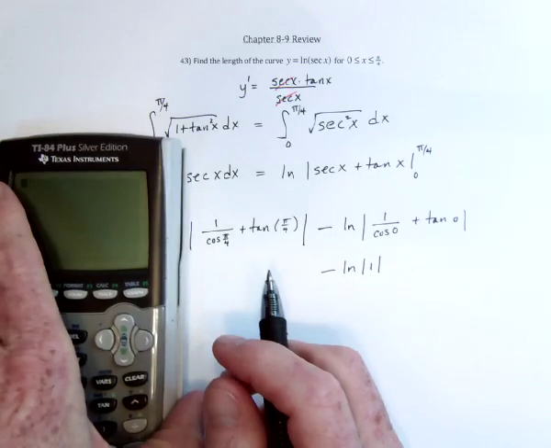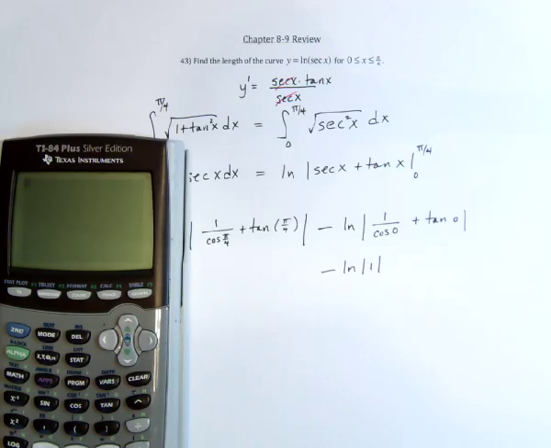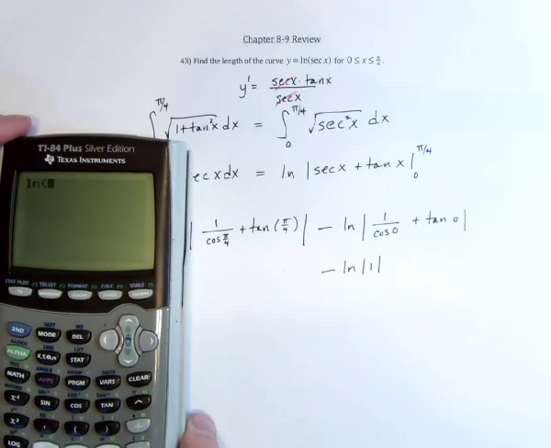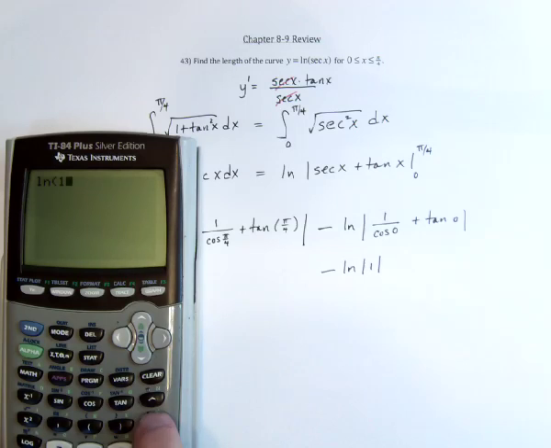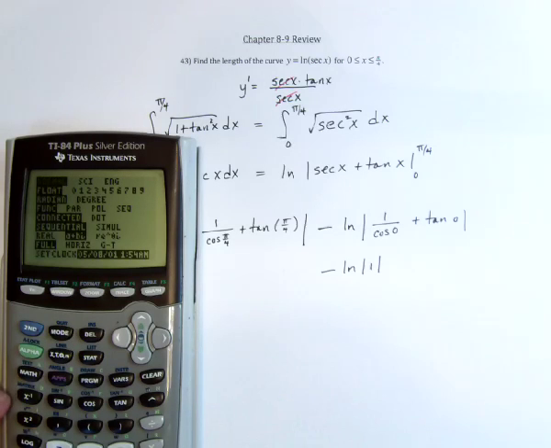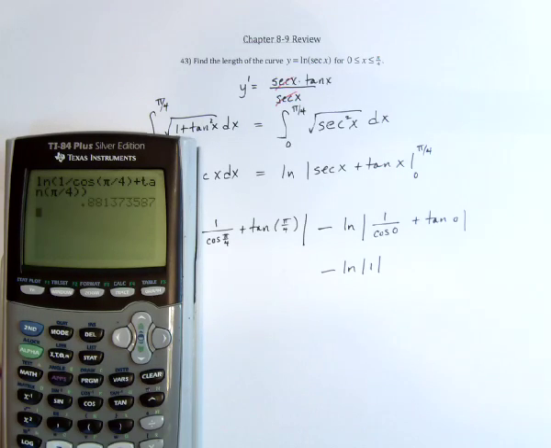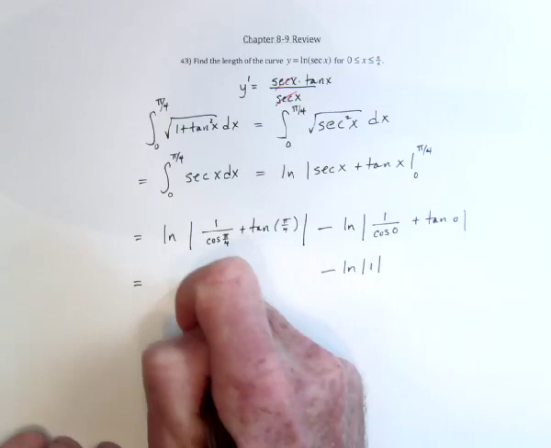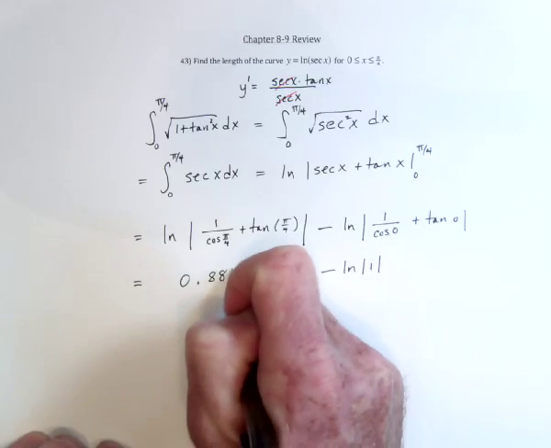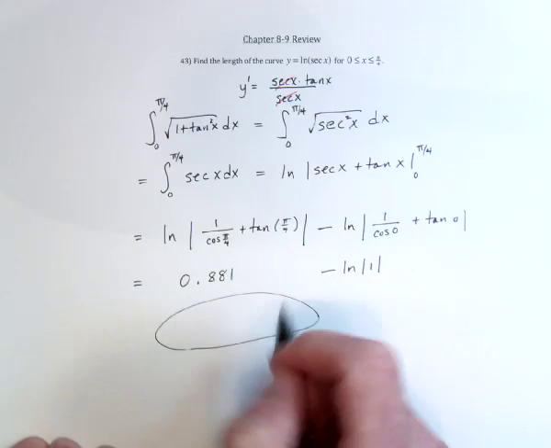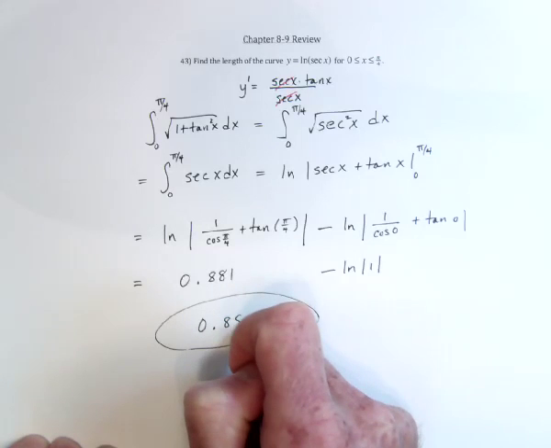So we need natural log of 1 divided by cosine pi over 4 plus the tangent of pi over 4. And I need to double check that it's in radians. Yes. So 0.881 is going to be the final answer, because this is 0, so the final answer is the arc length is 0.881.